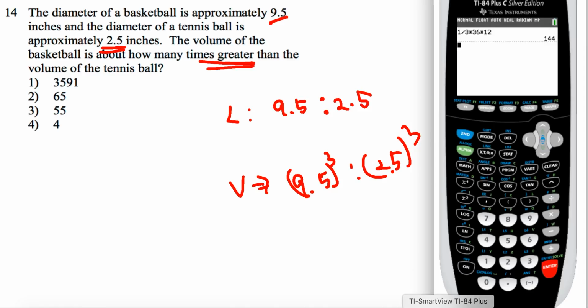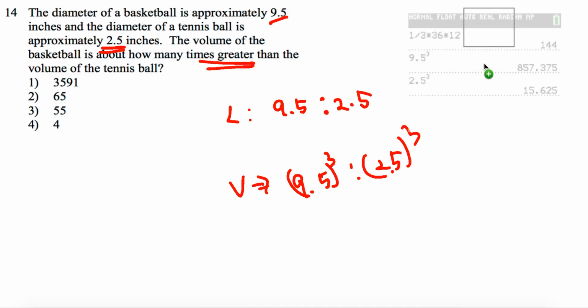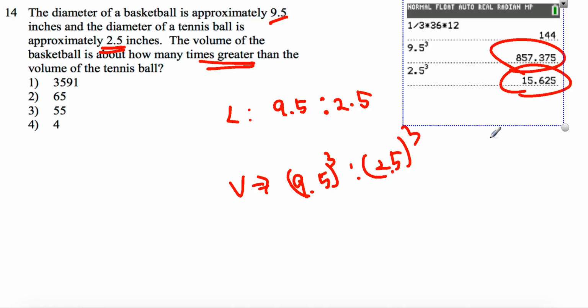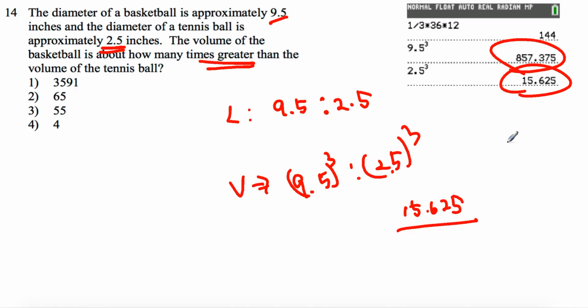So then we can see 9.5 cubed and then 2.5 cubed. So then this gives us the ratios. I know that the volume of the smaller one is 15.625, while the volume of the big one would have been 857.375. That same ratio has to be kept.